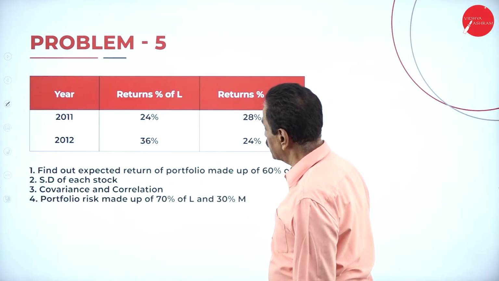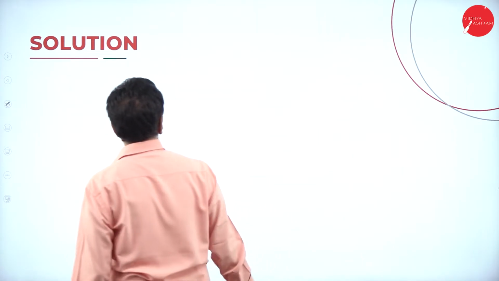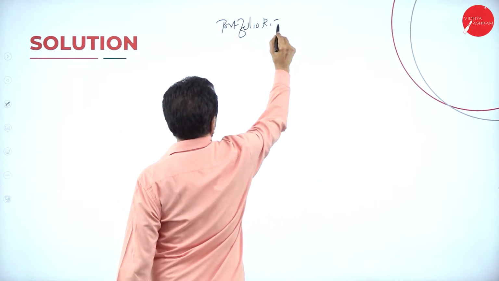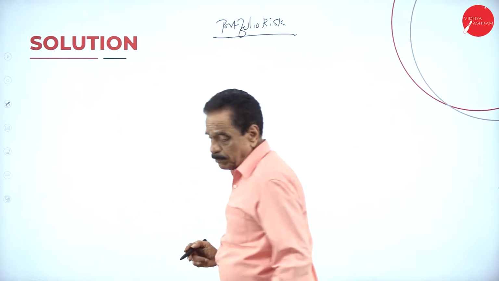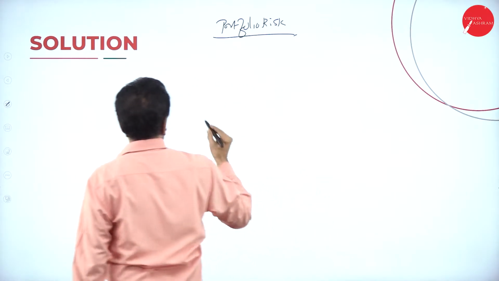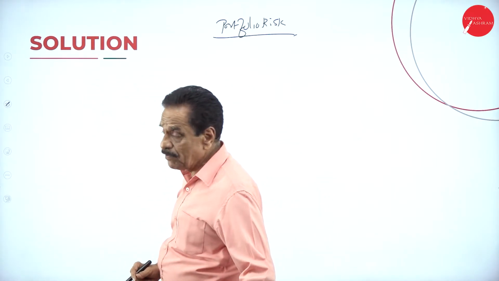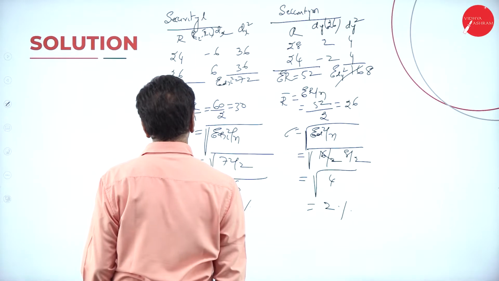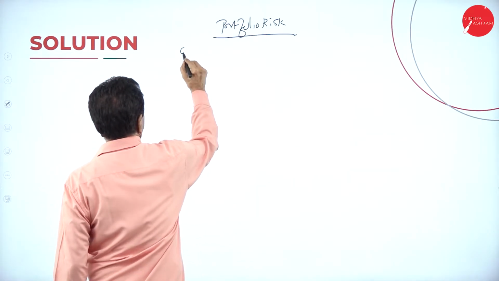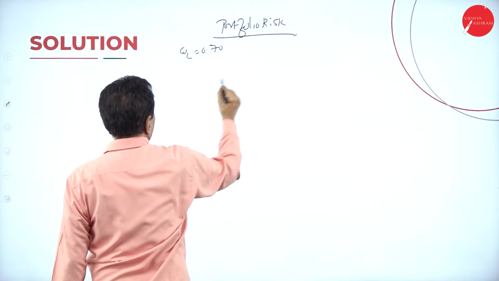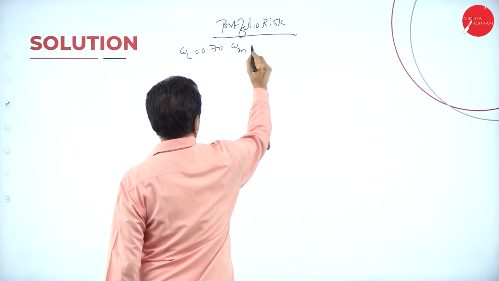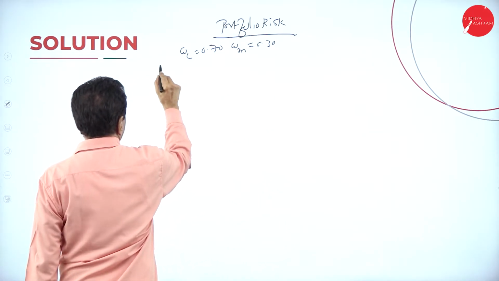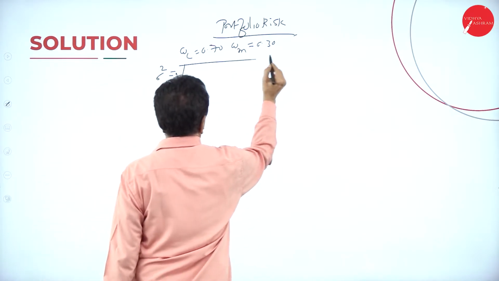Then what is the question they ask? Portfolio risk. They are asking the portfolio risk. What's the formula? What's the weightage they have given? 70% L, 30% M. Weightage of L is 0.70, weightage of M is 0.30. Apply the formula.